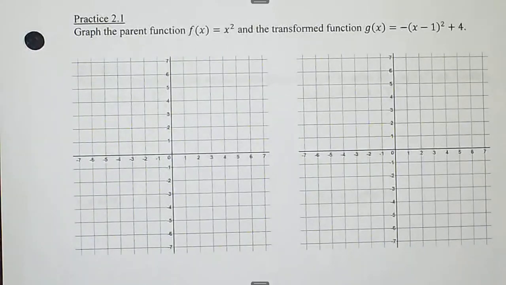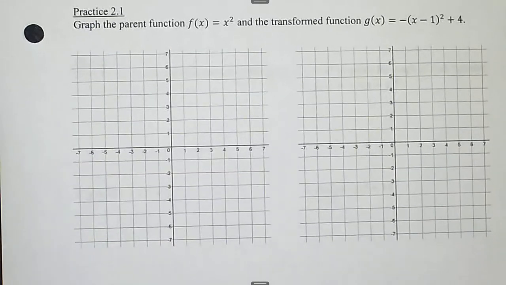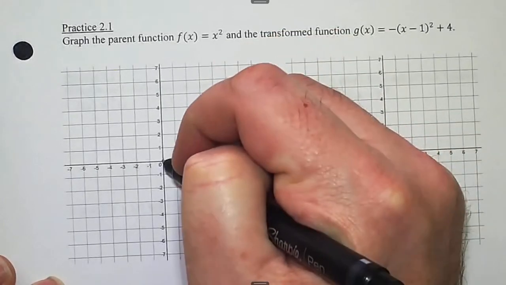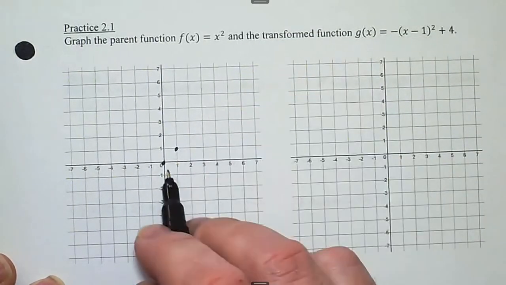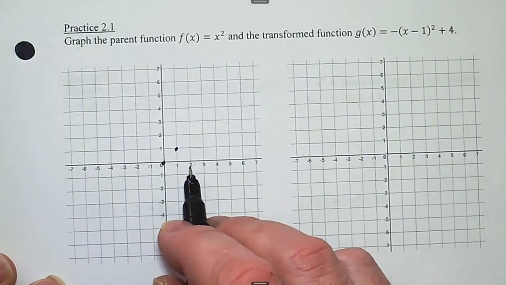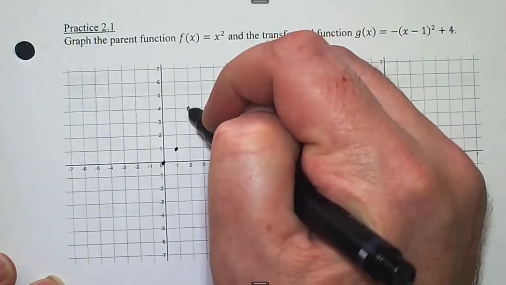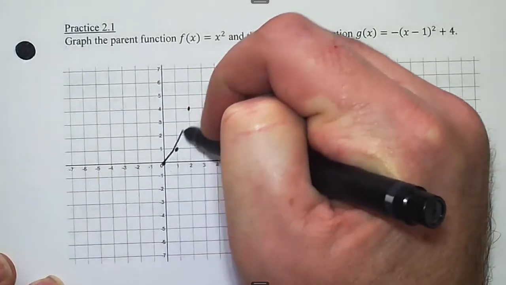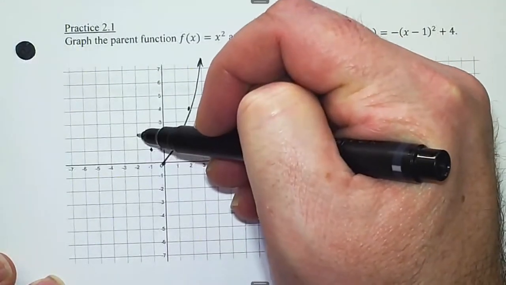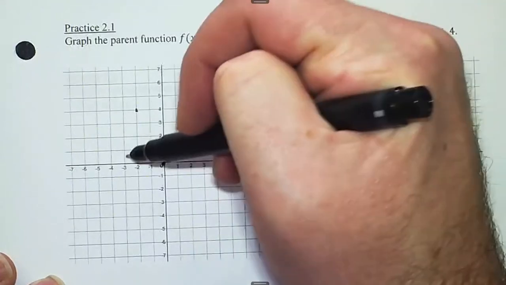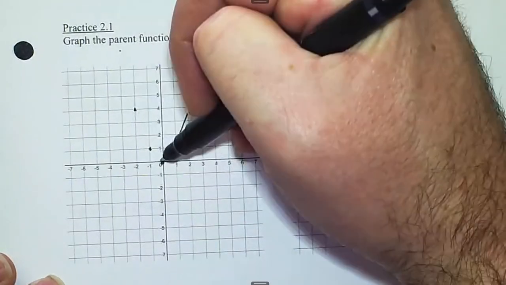All right, let's see how we did on this. So 0 squared, this is the parent. 0 squared is 0. 1 squared is 1. Again, I'm just looking at the x values. 2 times 2 is 4. 3 times 3 is 9. That's off the chart. Negative 1 squared is 1. Negative 2 squared is 4. Negative 3 squared is 9. Again, up here somewhere.